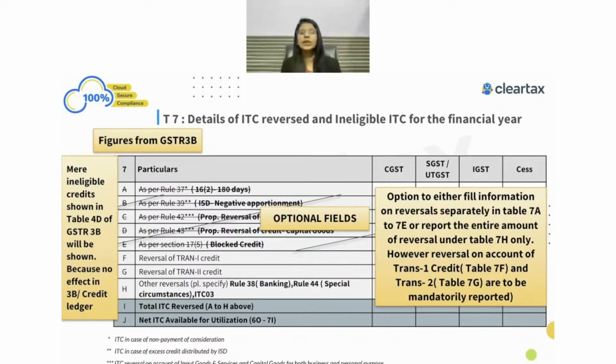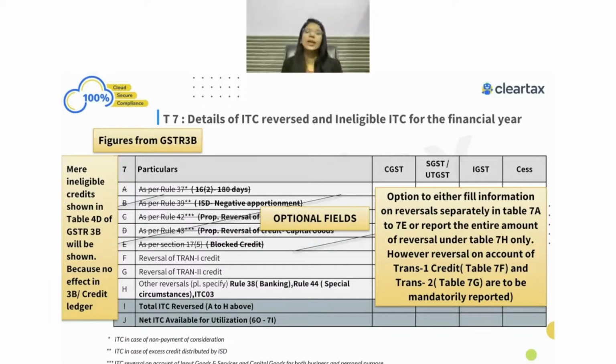Now, when we look into table number 7, we first talked about table number 6, and table number 6 we can clearly say is always about the ITC which you have claimed in your GSTR 3B for FY 21-22, and below you are just showing the breakdown of whatever was claimed. I'm not even talking about books till now.